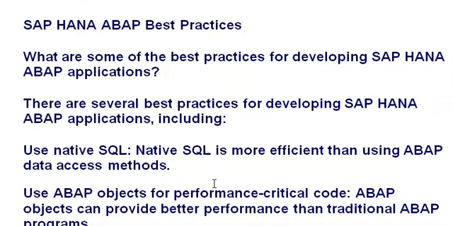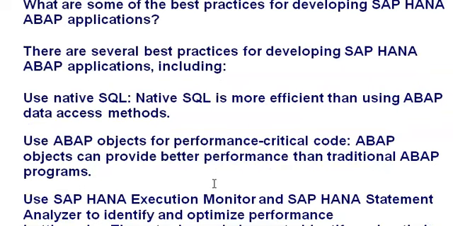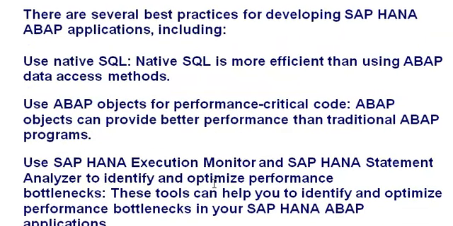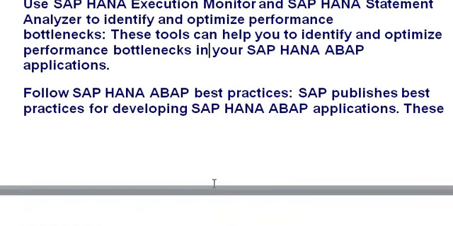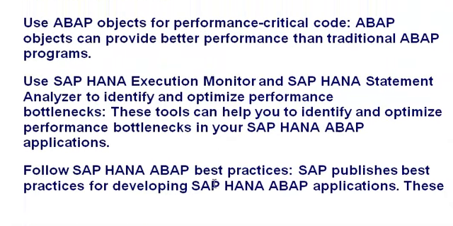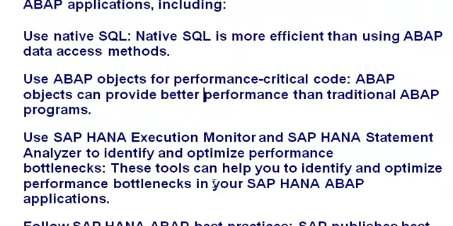And what are the best practices that we follow? There are several best practices for developing ABAP applications. Use native SQL. Using native SQL is something which is accepted in the HANA ABAP. Use objects for performance critical code, and use HANA execution monitor and HANA statement analyzer to identify and optimize performance bottlenecks.